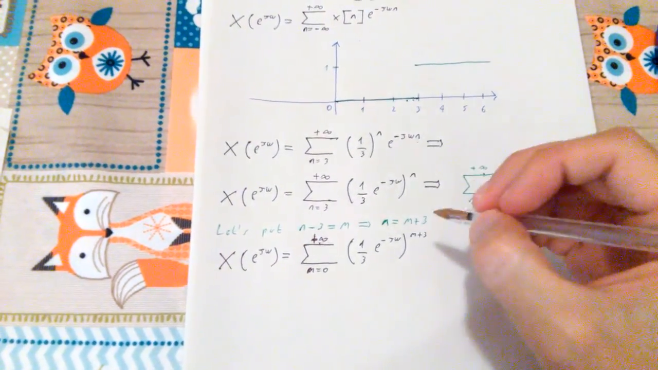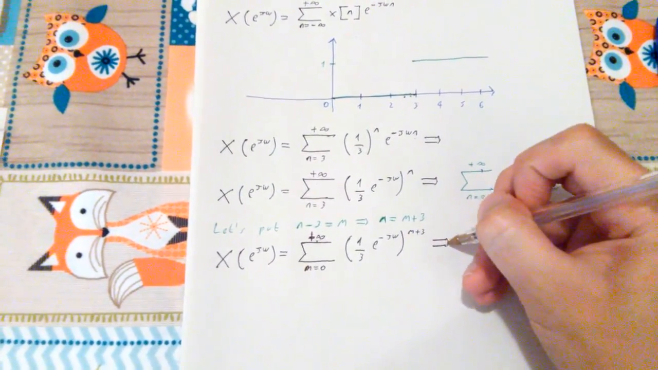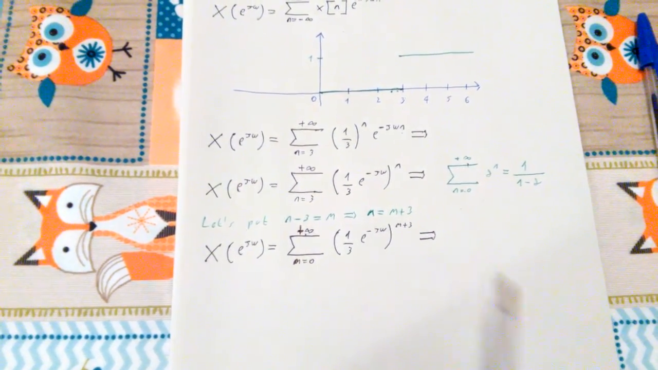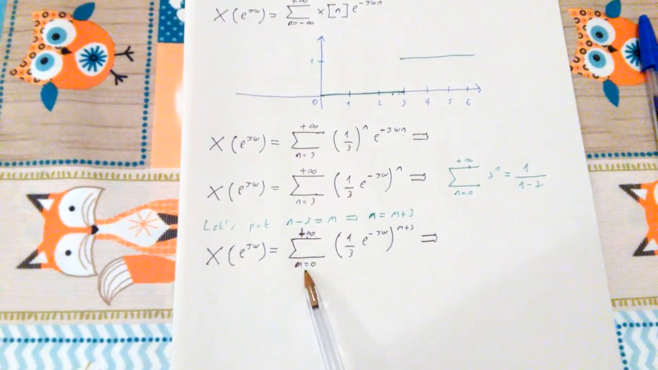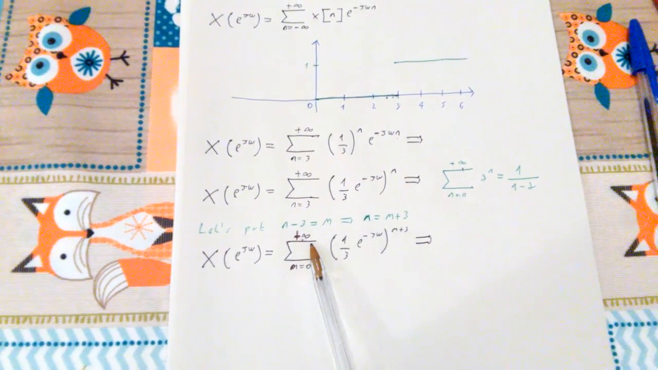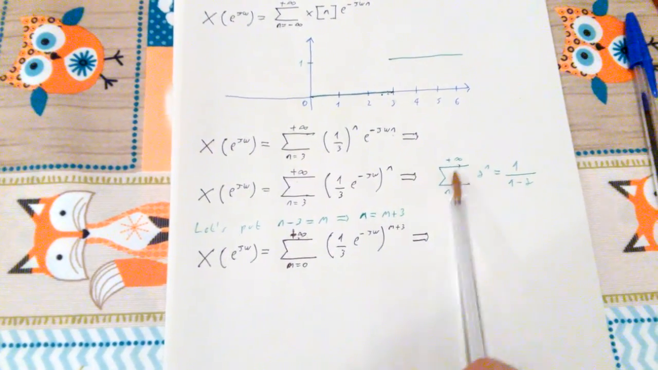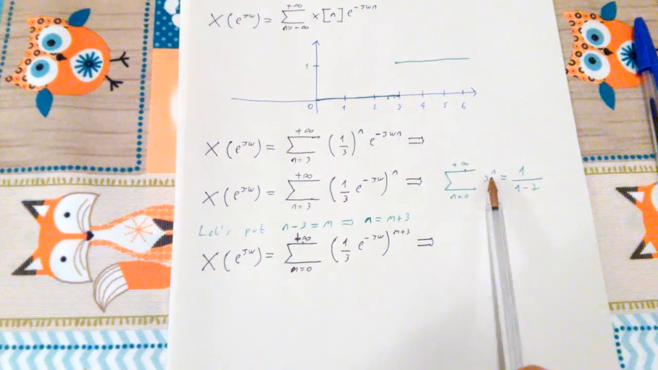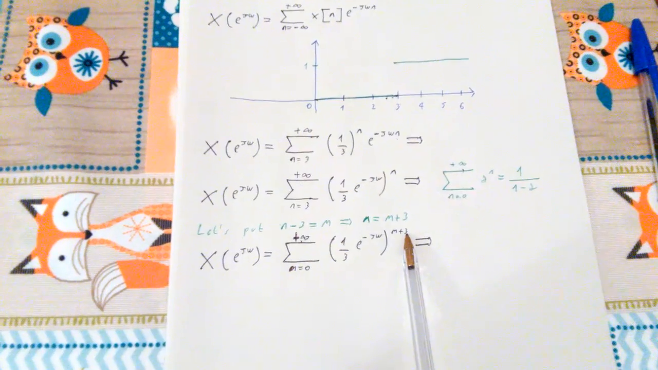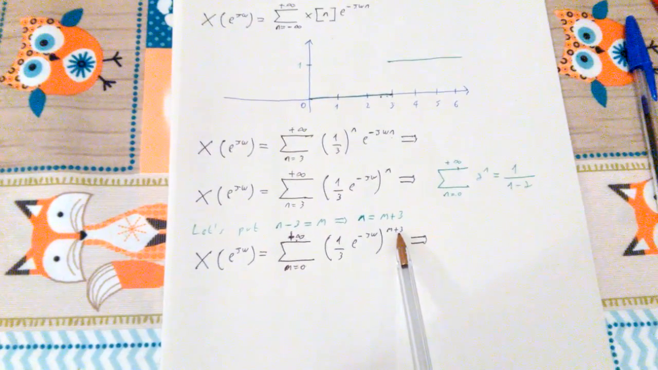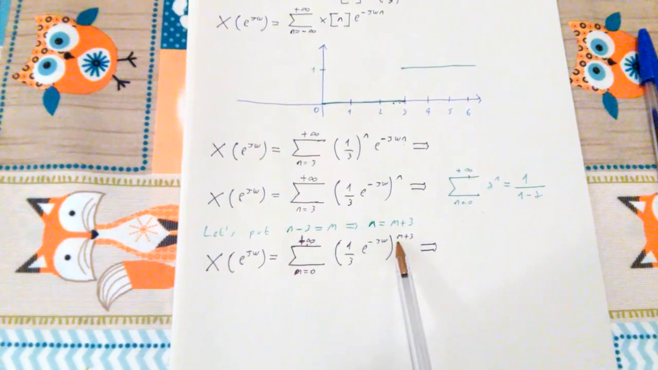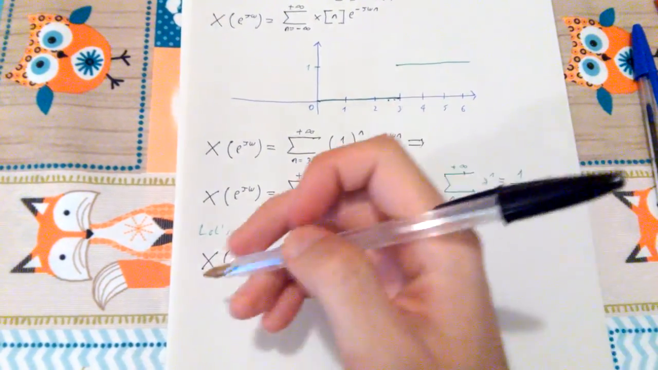Let's go on. And where do we go from here? Well, we have m. This part is fine because m goes from 0 to positive infinity. Here we have a to the n, and here we have something to the m plus 3. I don't want that plus 3, but we're lucky because once again we can use the property of powers, and we can basically split this in two.